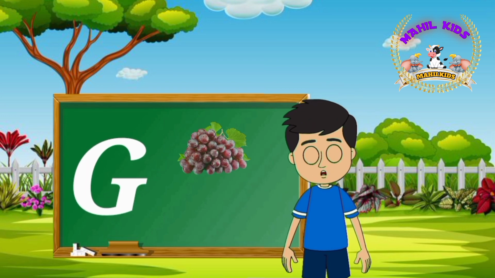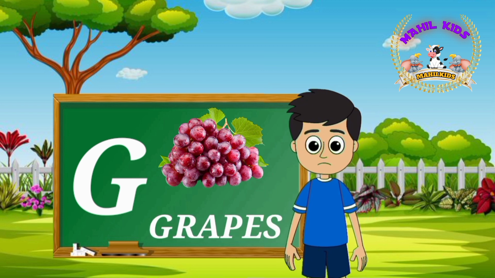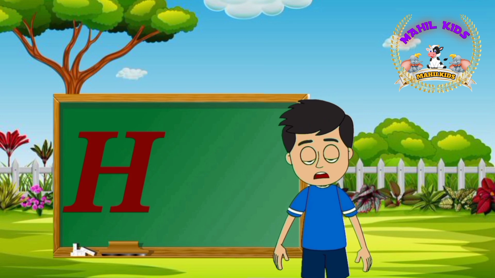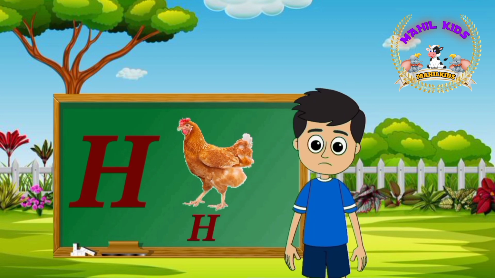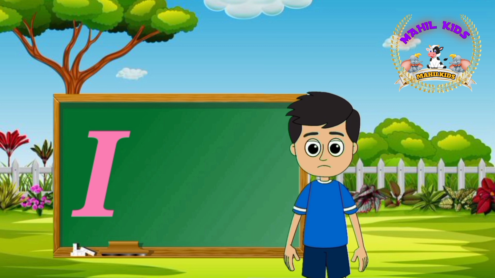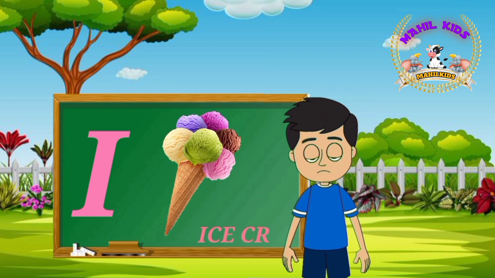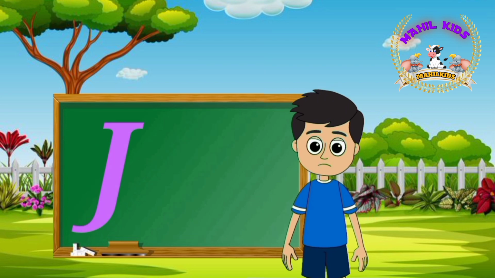G for grapes. G R A P E S grapes. H for hen. H E N hen. I for ice cream. I C E C R E A M ice cream.